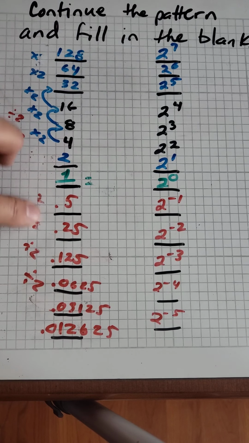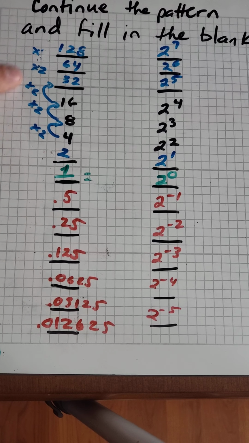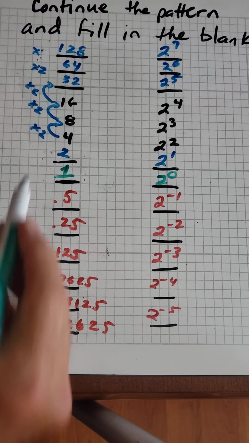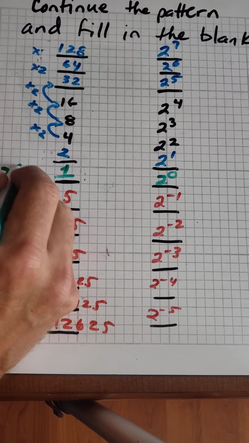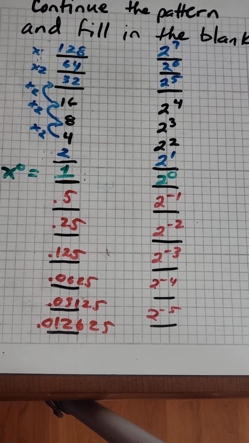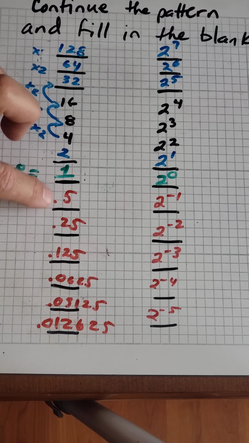And I'm going to erase a little bit of this stuff because I think we've got it, but I'm going to leave that there. So x to the 0 equals 1. Okay, so here we have, if we're going down, 32 divided by 2 gives me 16, divided by 2 gives me 8, divided by 2 gets me 4, divided by 2 gets me 2, divided by 2 gets me 1. And then we start moving into these decimals.